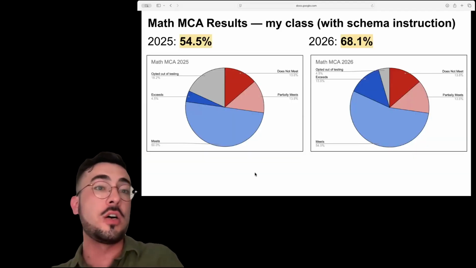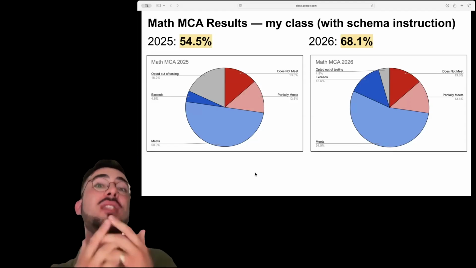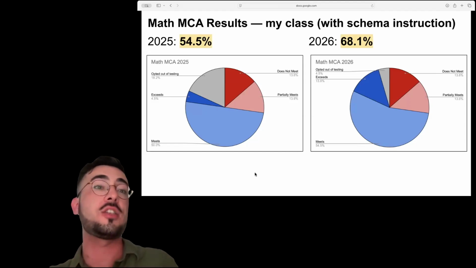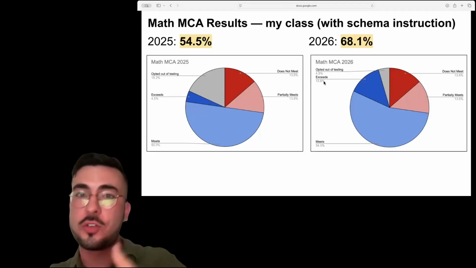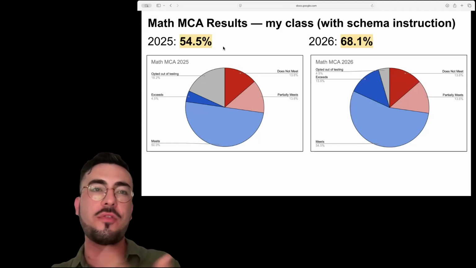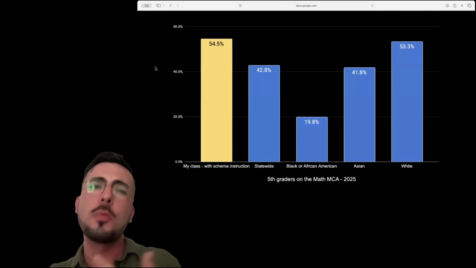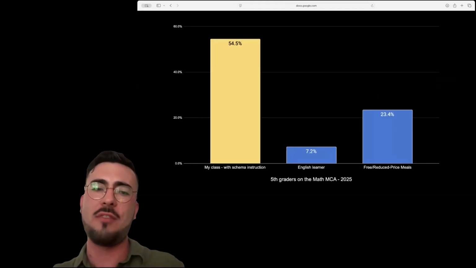And I think the results that my students were able to get, I really attribute it to schema instruction. That was the one change that I made. And we don't have the results from the rest of the state for 2026. But if I look at 2025, where 54% of my kids were proficient in math, they beat the statewide average. They beat the averages for every comparable demographic group.